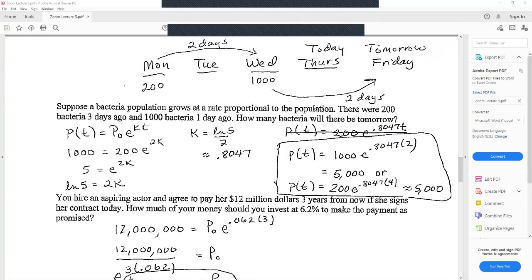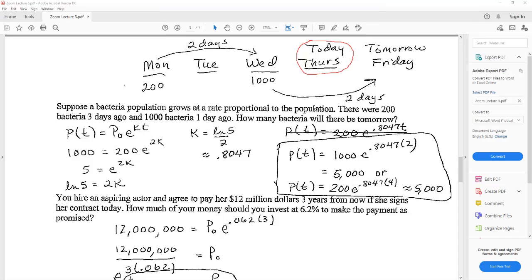So I decided to let today be Thursday. And that means tomorrow is Friday. And yesterday was Wednesday. The day before that would be Tuesday. And then, of course, 2 days prior to Wednesday is going to be Monday. Okay, so why did I do that?